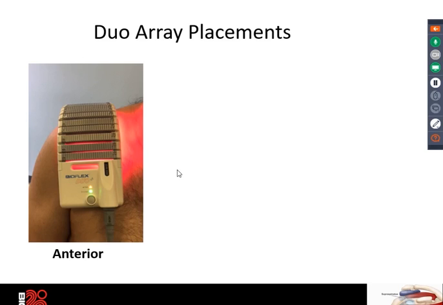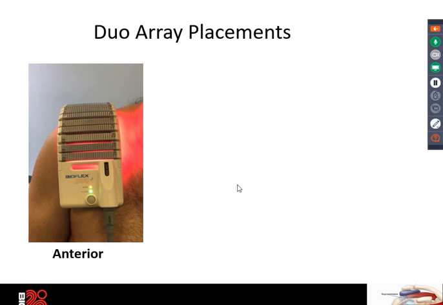So here are the positions of the array. You can see it overlying anteriorly, the red light's on. Remember, red light does not go very deep. Essentially, I mean, it looks really bright and everything. It is going to have a major impact on the inflammatory or the anti-inflammatory cytokines being secreted by the white blood cells overlying the shoulder joint.